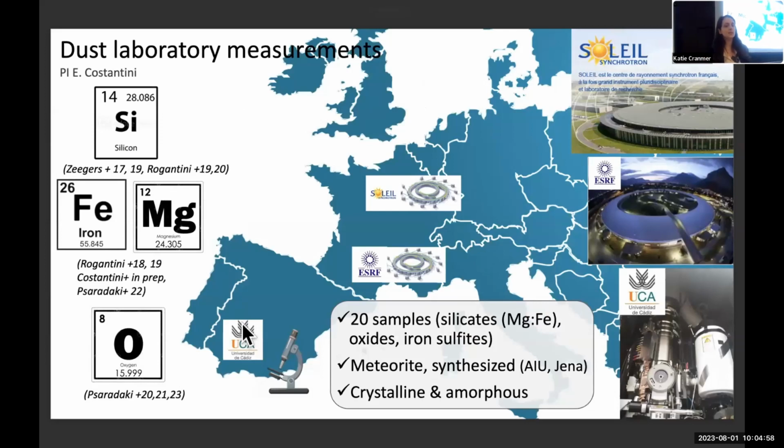So there was a laboratory campaign that happened in previous years at ESRF in the Netherlands. It was a big group effort, and we acquired measurements of interstellar dust for about 20 dust samples of different chemical compositions. Some of them were natural, from meteorites, and some were synthesized, and most of them were in both crystalline and amorphous atomic configurations, so we can also study the crystallinity of interstellar dust. And we took measurements for all the silicon, iron, magnesium, and oxygen K edges, so that we can have all our dust models to fit the data with.